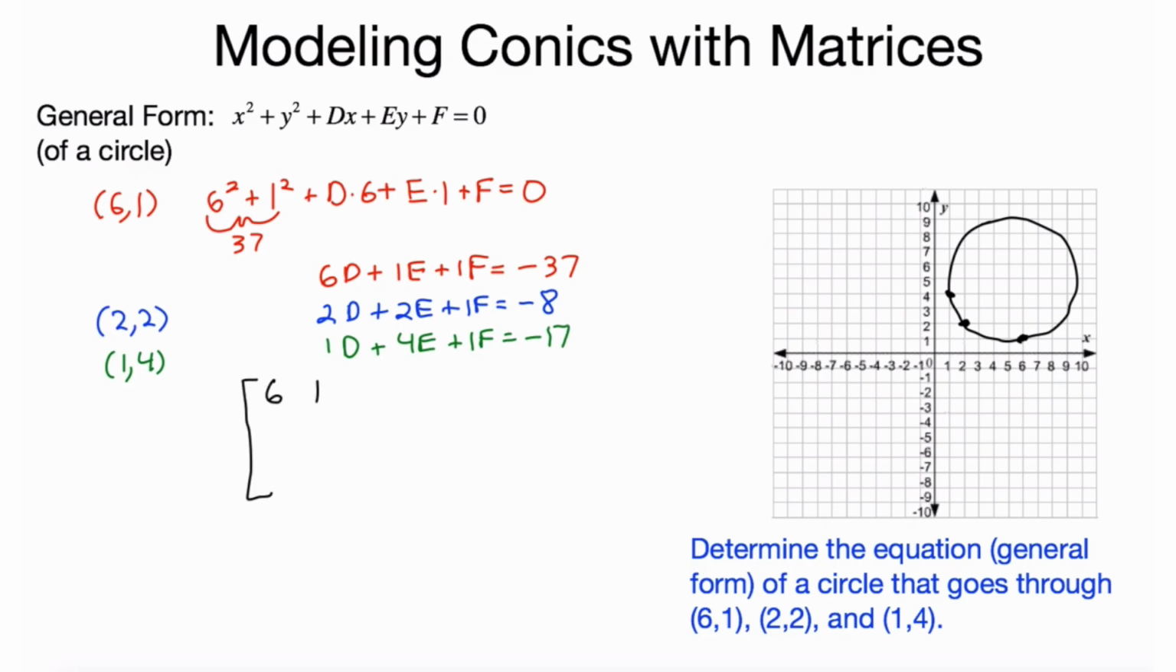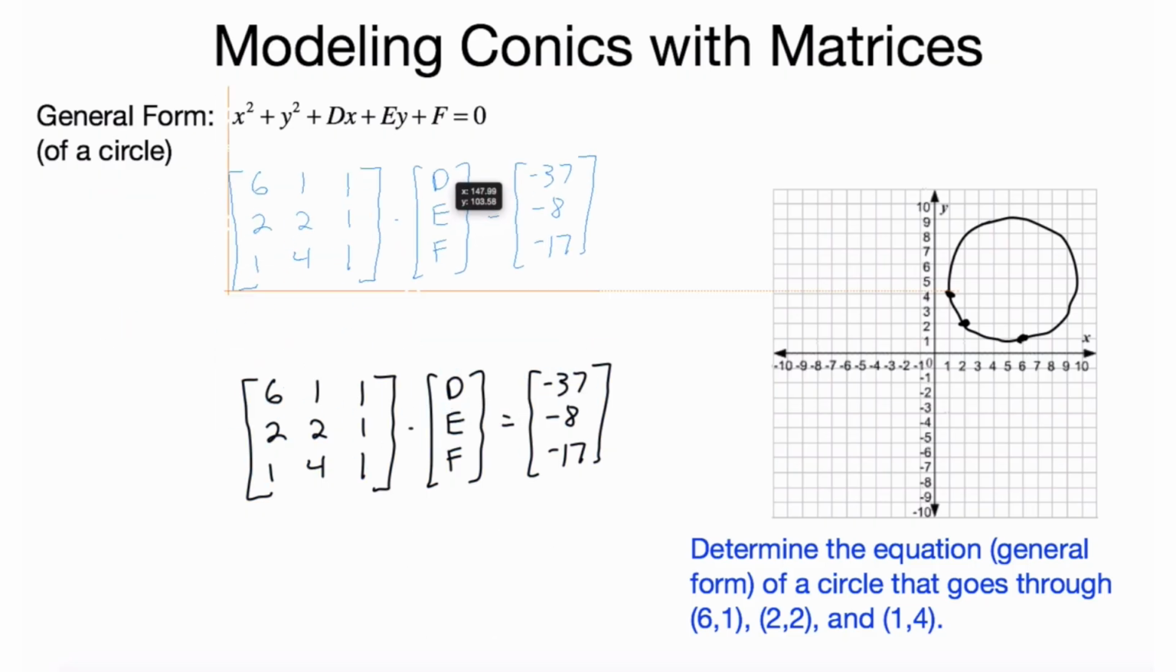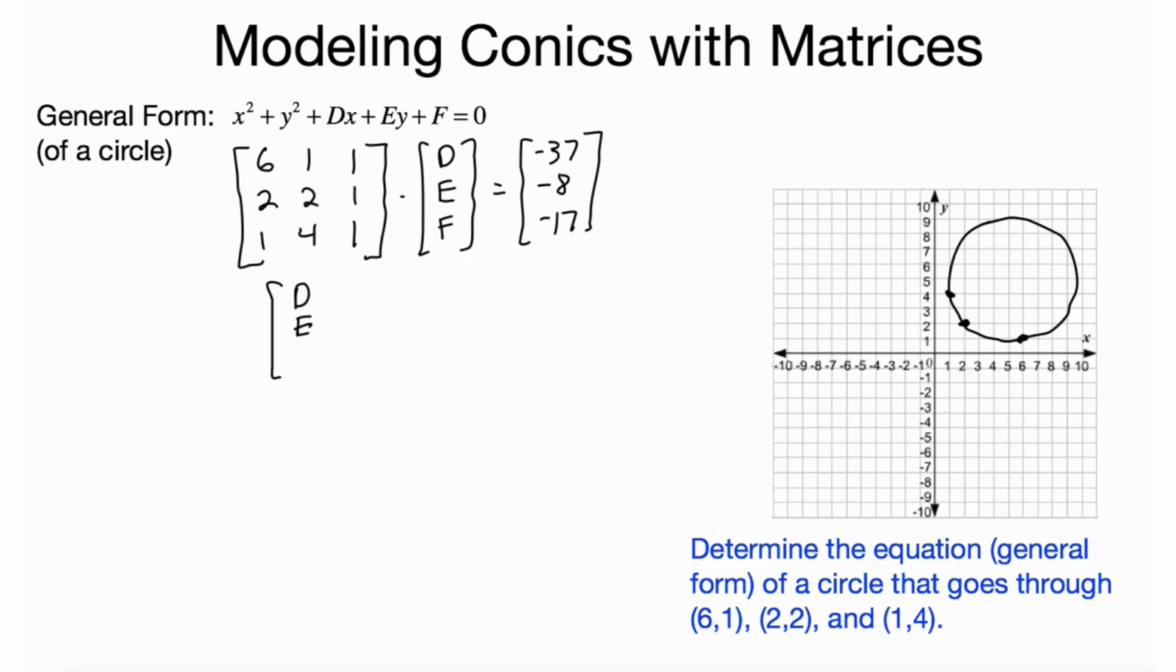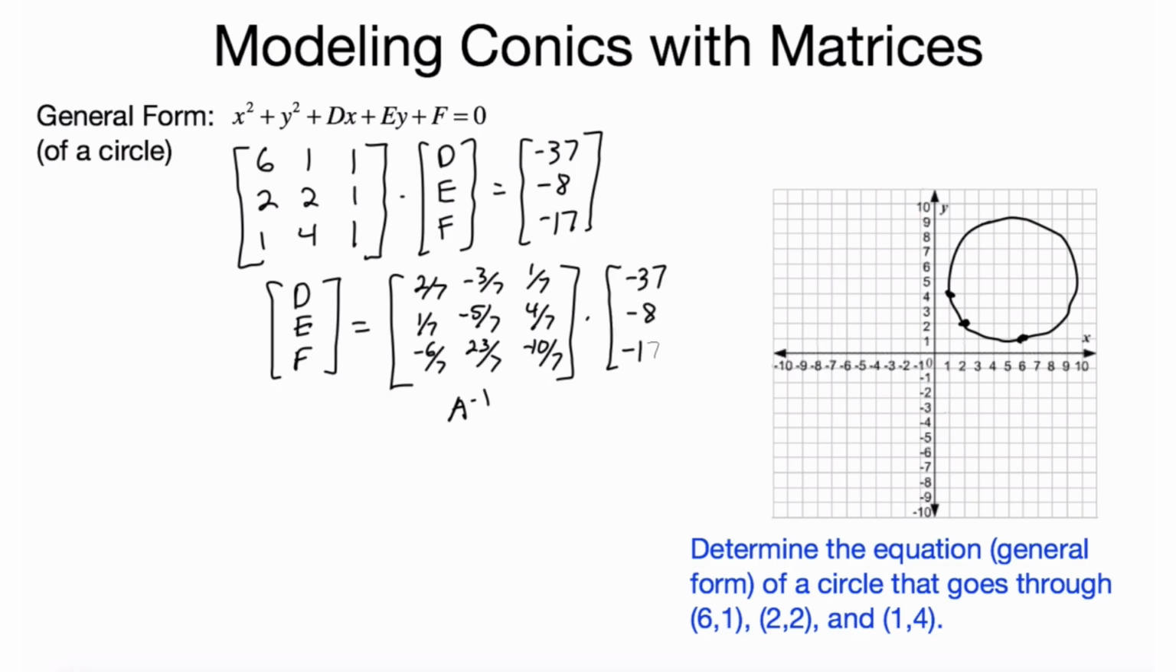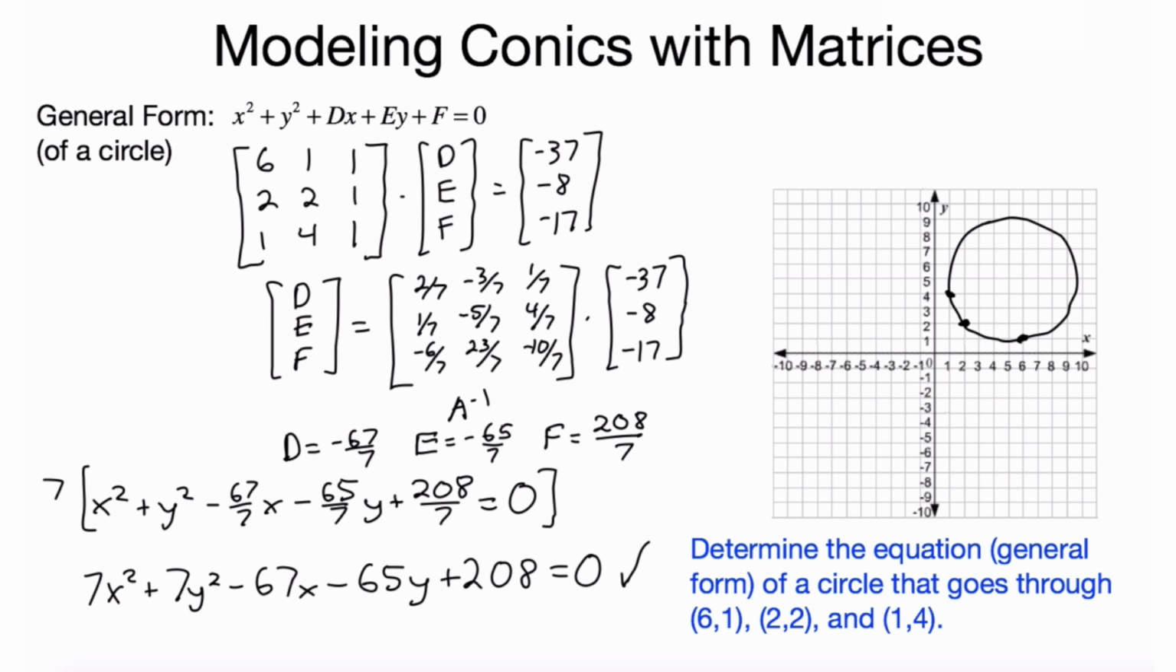These equations are easily modeled with matrices. Now we want to solve the system by remembering that the inverse of A is multiplied to both sides to isolate our variables. You may use a calculator or mathematical software to calculate the inverse and multiply by the B matrix. The values of D, E, and F end up being fractions. The last step is to multiply the entire equation by 7 so each coefficient is an integer, which is a property of general form for conics.